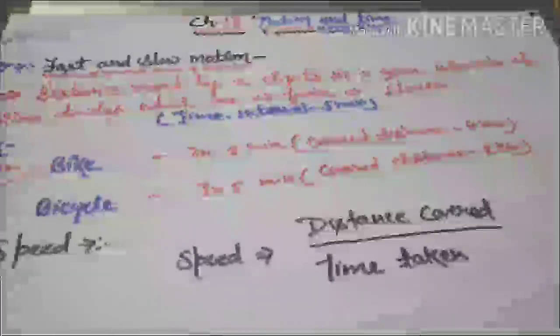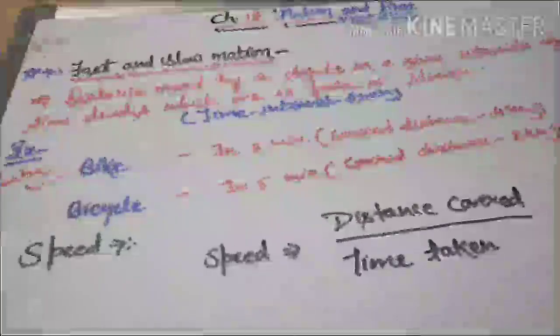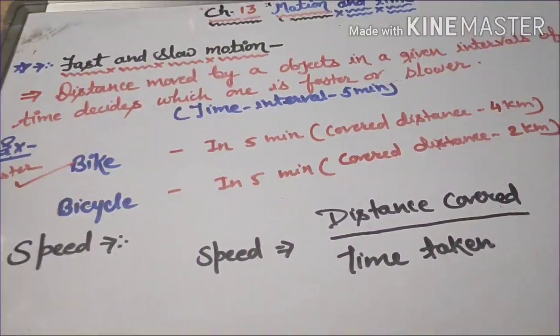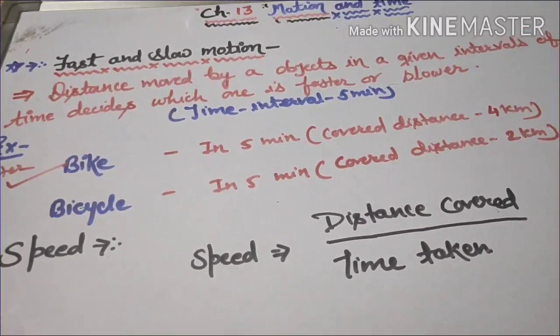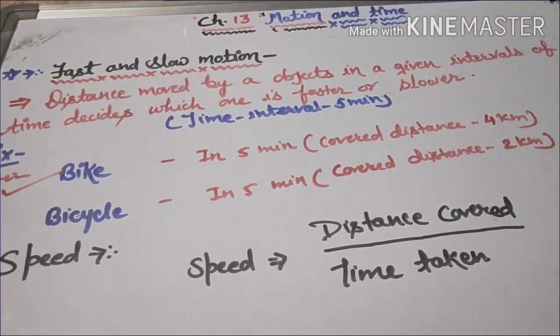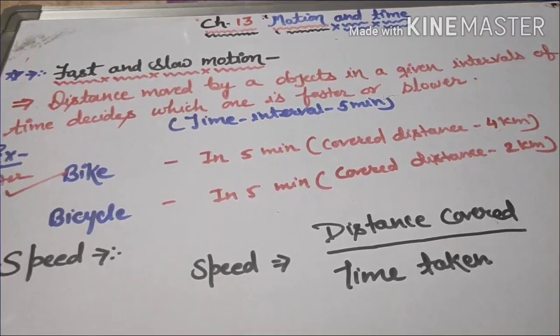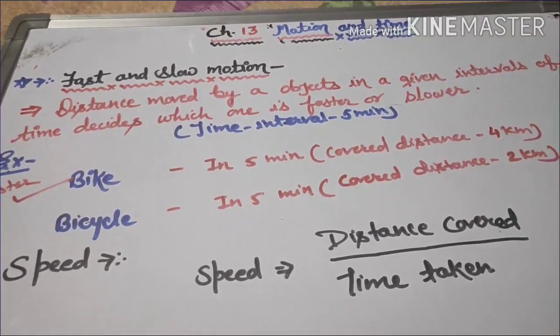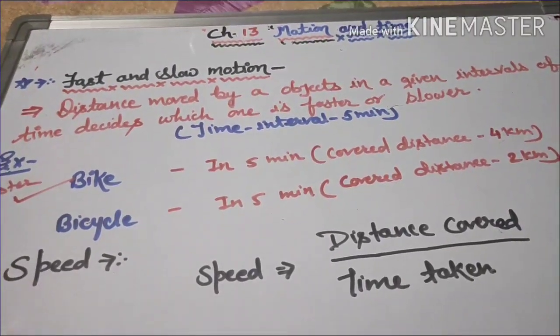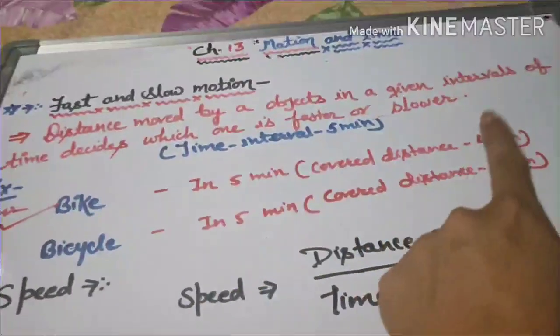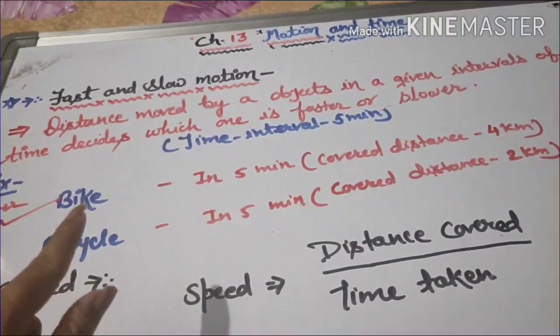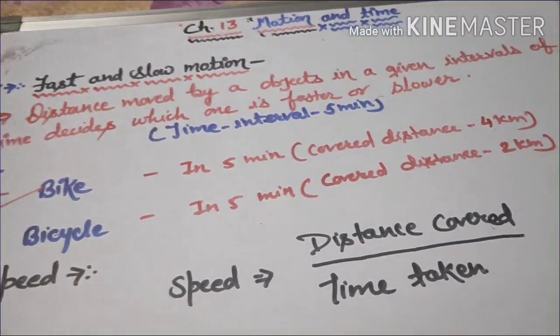So, today we are going to discuss the next topic in this chapter. The topic is fast and slow motion. All right. So, here the time taken by a particular object to cover a particular distance will define whether the object is undergoing fast motion or slow motion. Means the distance moved by an object in a given interval of time decides which one is faster or slower.